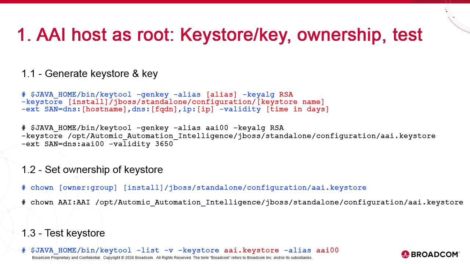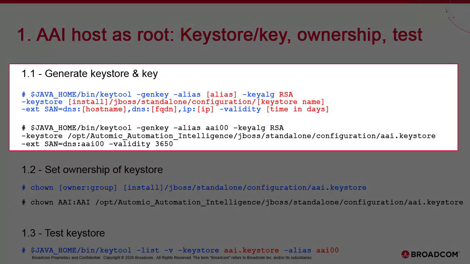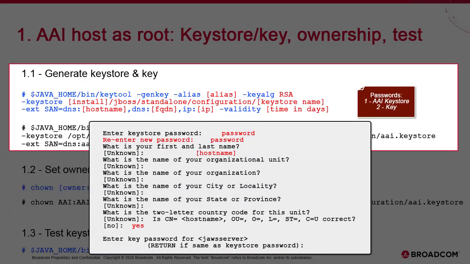We start as root on the AAI host. We create a key store using Java's keytool, a certificate and the associated key with the recommended elements: alias, algorithm, name of the key store file, the fully qualified name, and validity. We'll be prompted for the key store password twice, as it's not typed out for security reasons. In our course, new passwords are shown in red boxes. If another password is needed, we'll show it in a blue box.